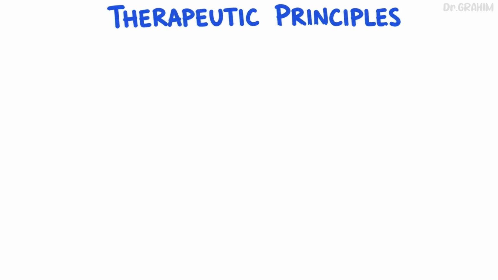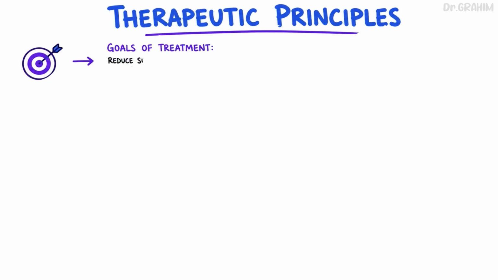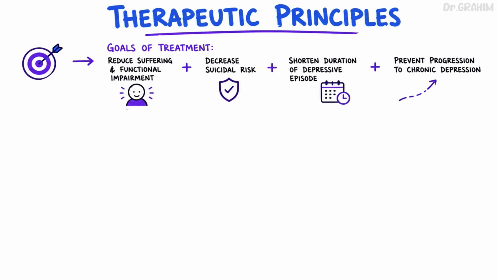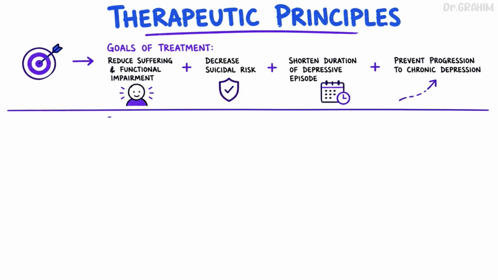The treatment of depressive disorders primarily aims to reduce suffering and functional impairment, allowing the person to regain a normal quality of life. It also seeks to decrease suicidal risk, shorten the duration of the depressive episode, and prevent progression to chronic depression, which is more difficult to treat.